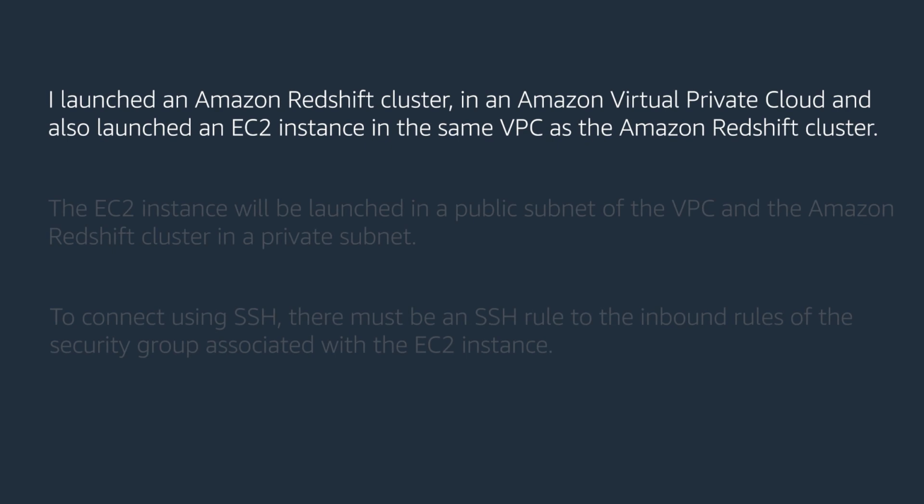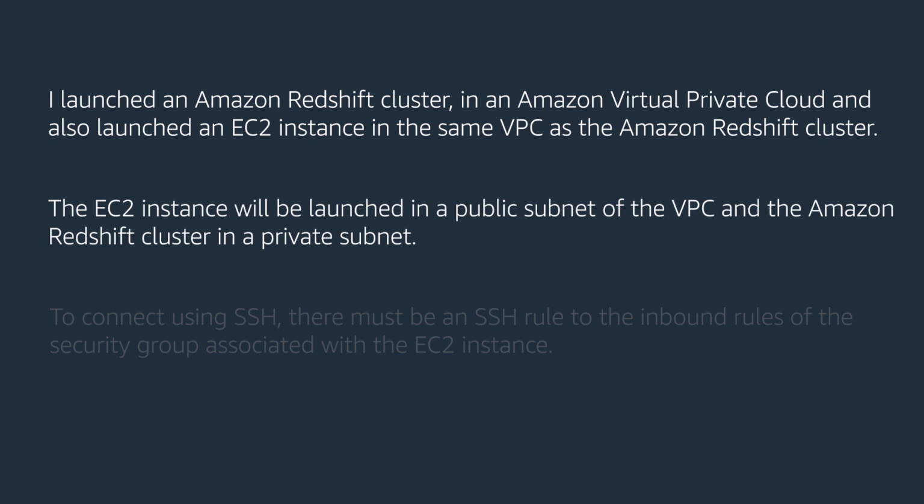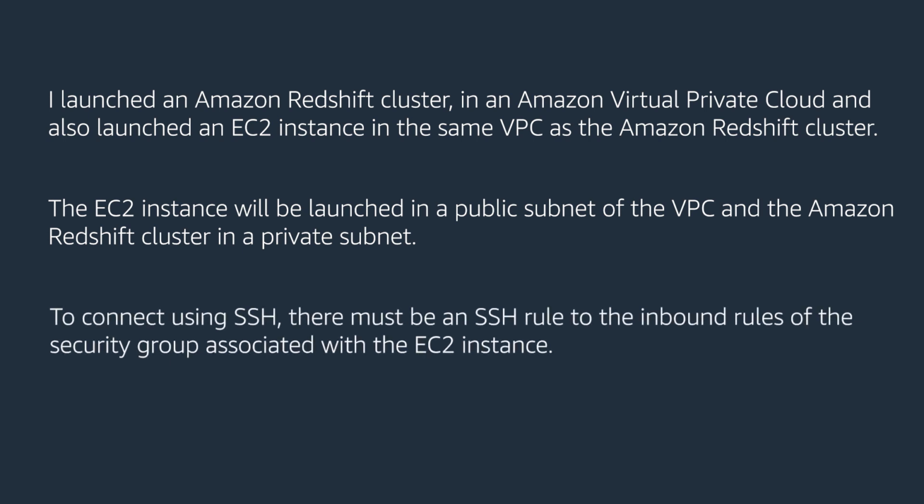Following are a few things to consider for this demo. I launched an Amazon Redshift cluster in an Amazon Virtual Private Cloud and also launched an EC2 instance in the same VPC as the Amazon Redshift cluster. The EC2 instance will be launched in a public subnet of the VPC and the Amazon Redshift cluster in a private subnet. To connect using SSH, there must be an SSH rule to the inbound rules of the security group associated with the EC2 instance.